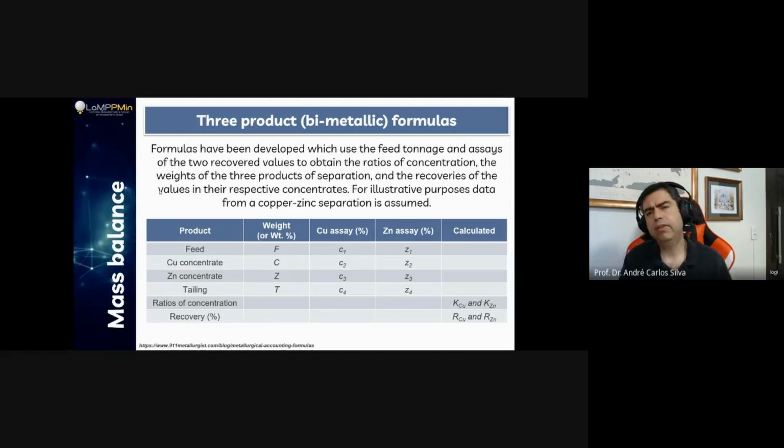But how about if I have not just two, but copper, zinc, molybdenum, I don't know, silver, and gold? Then I'm going to increase my table, and I'm going to have the copper assays for all the flows, the zinc assay for all the flows, and the other elements for all flows.